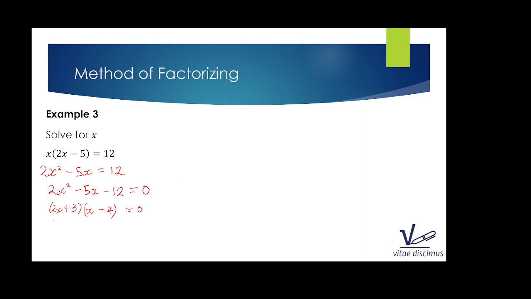Which tells us that 2x plus 3 equals 0, or x minus 4 equals 0. From this we get x equals negative 3 over 2, or x equals 4. That will be our solution. So that's how we do factorizing in a case where the equation is not in standard form.